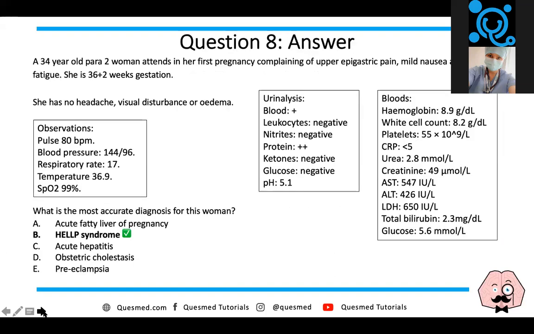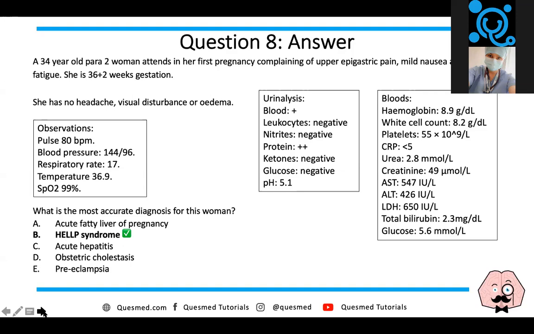So let's check back with this question. The correct answer here, as most of you got, is HELLP syndrome. So let's check with the other answers though. Acute fatty liver of pregnancy. That's characterised by your epigastric pain and your abnormal LFTs. Often is associated again with hypoglycemia and hyperuricemia. And hypertension is normally mild.